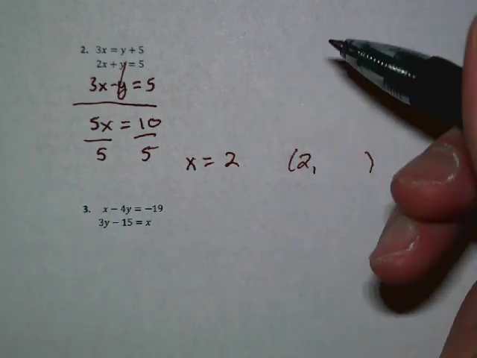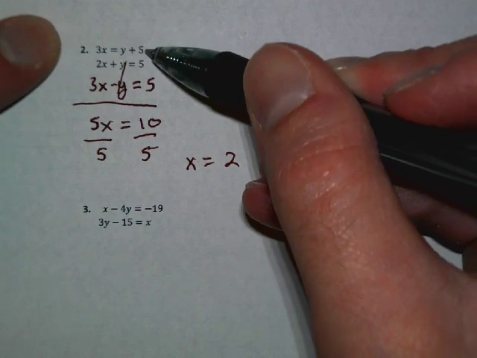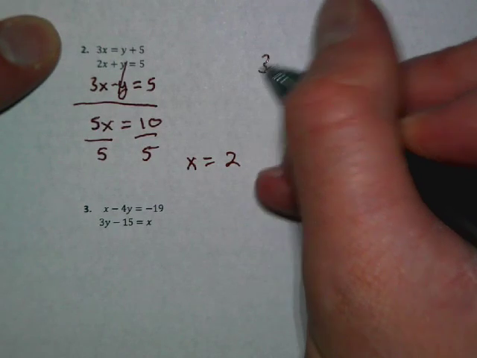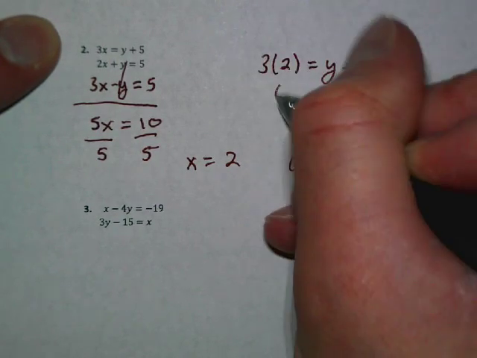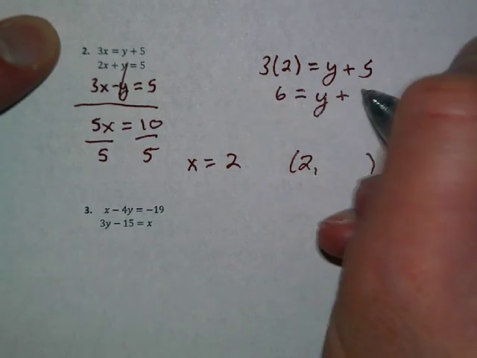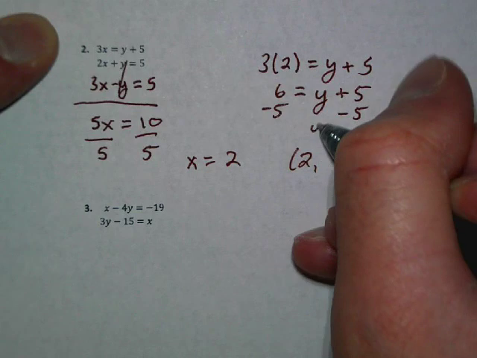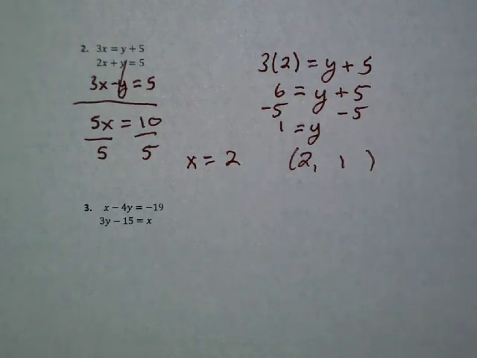Plug that back in. Now for this one, I'm going to go back and use that very first one, the one we changed, because it doesn't matter. You could use the new one we made, or any of the two original ones, they'll all work. So 3 times 2 equals y plus 5. That gives me 6 equals y plus 5. Then we subtract 5, and we get y equals 1. So our solution would be (2, 1).